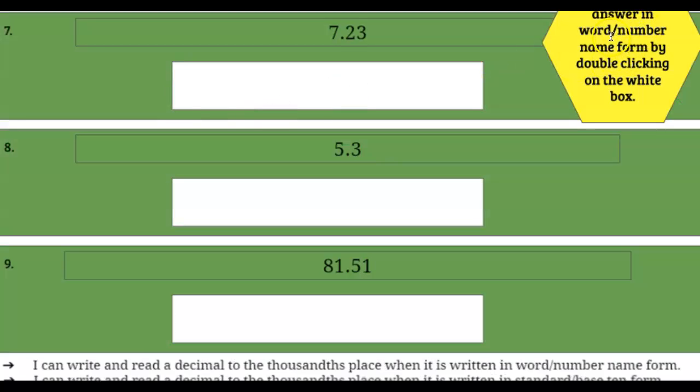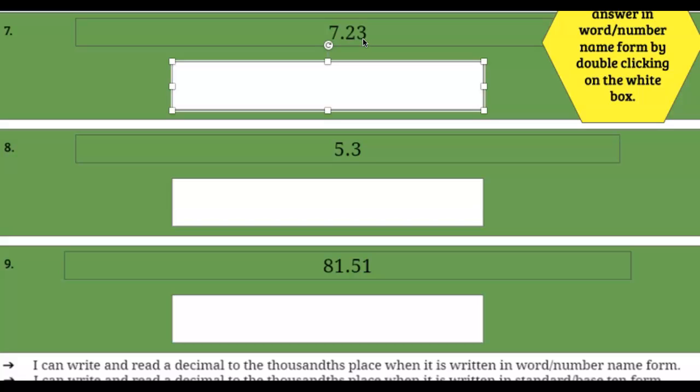Give your answer in word form by double clicking the right box. So now you're given the standard form and you must write it in word form. So if you can say it correctly, you can write it correctly. The first example is 7 and 23. Well, 23 what? I'm 2 digits behind the decimal. That lets me know I'm in the hundredths place.